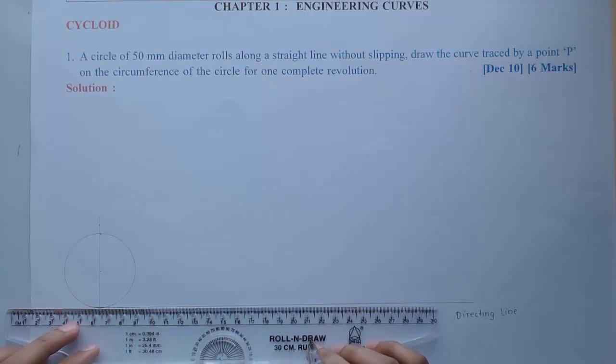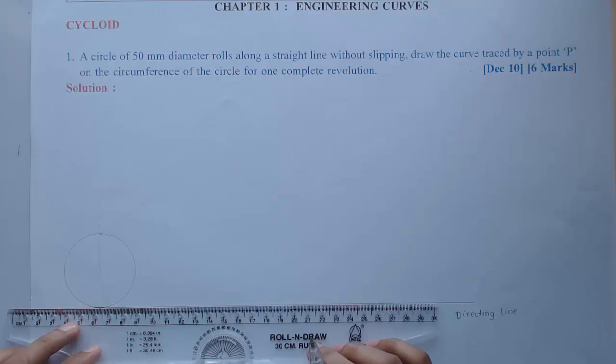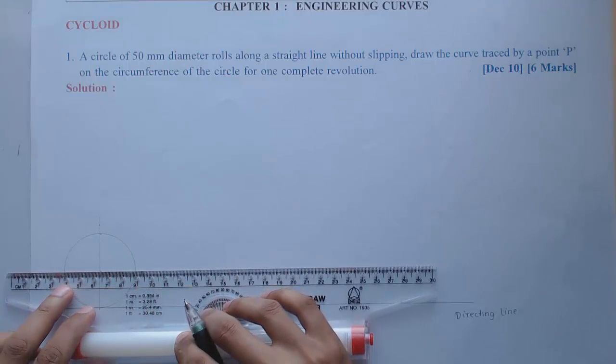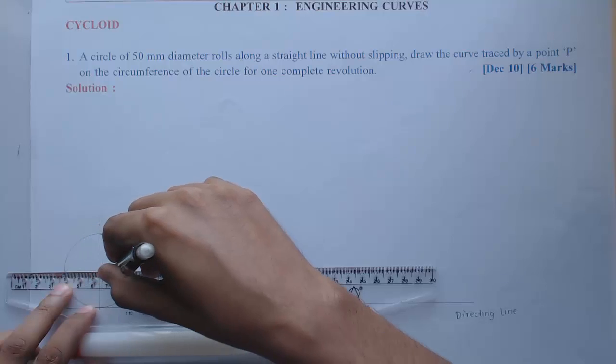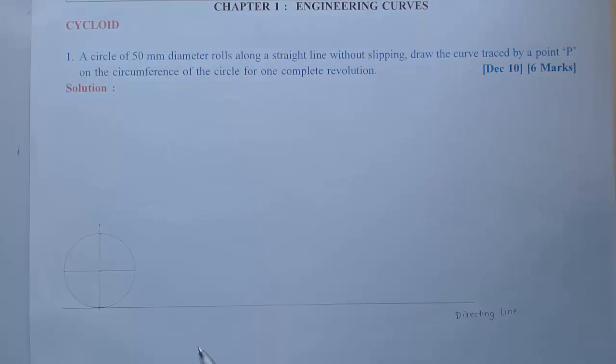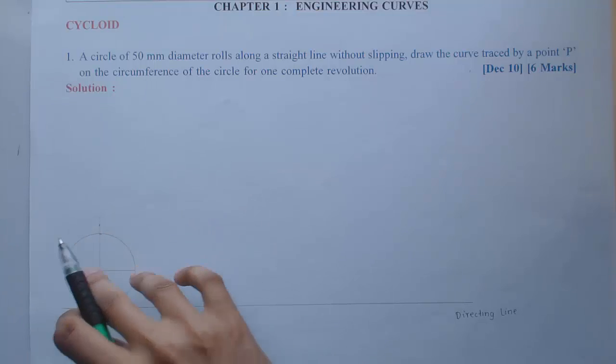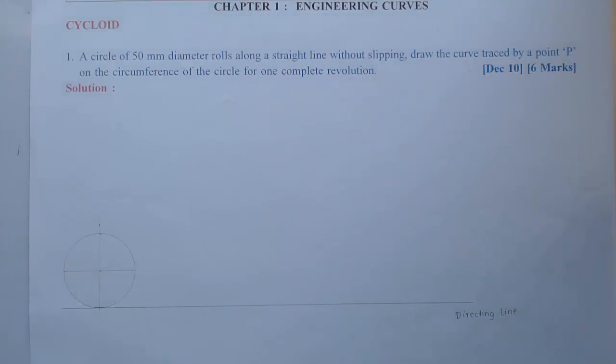So for dividing the circle, if I draw a horizontal line parallel to the directing line passing through the center, obviously that line will divide the circle into 4 parts, because we have already marked the vertical diameter. Now after marking the horizontal diameter, I am getting 4 divisions.